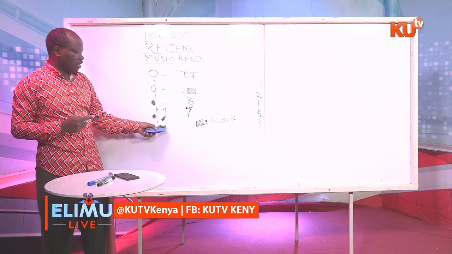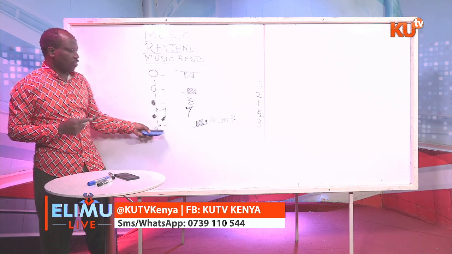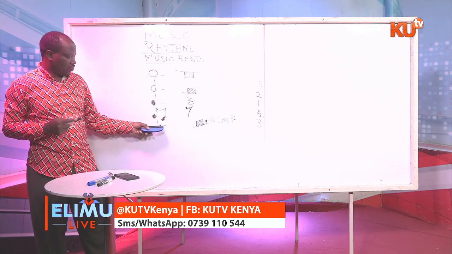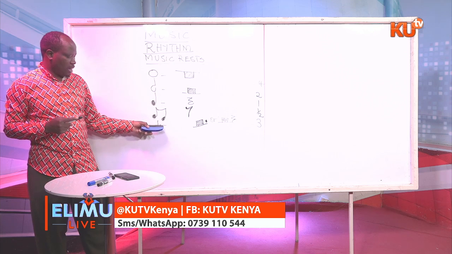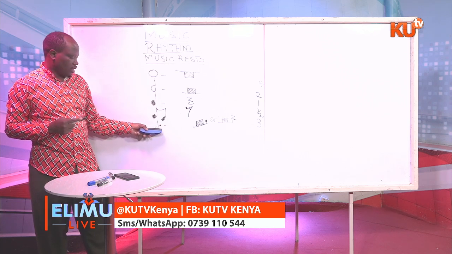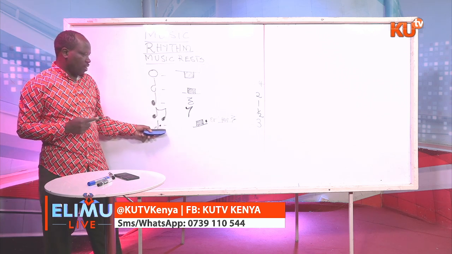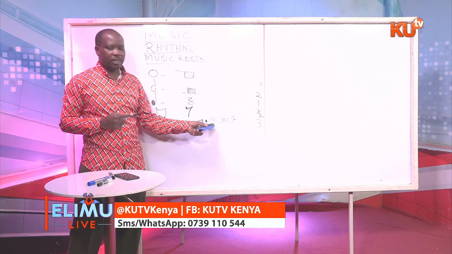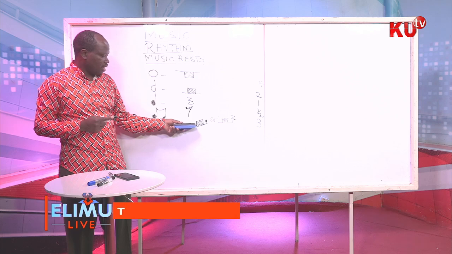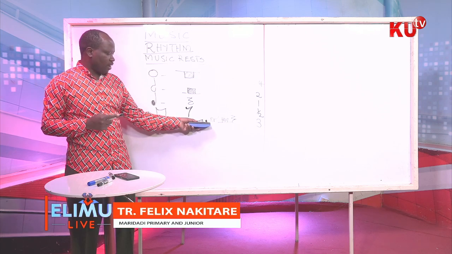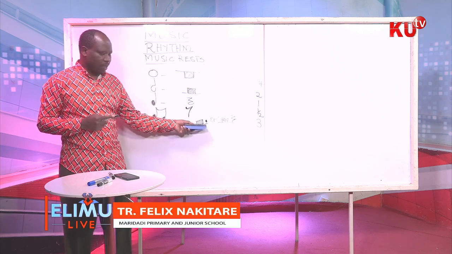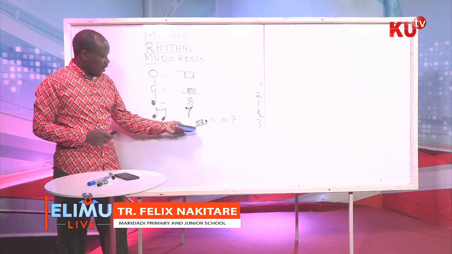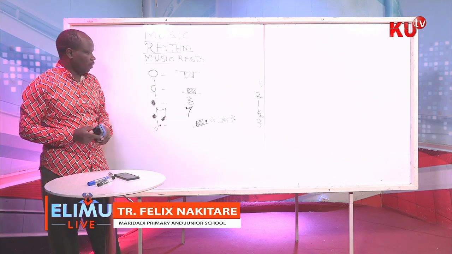Lastly is the dotted minim. Dotted minim is equivalent to 3 beats. So when you are given a dotted minim note, then you clap, you make a beat, or you sing a period equivalent to 3 beats. When you are given a dotted minim rest, then you remain silent for a period equivalent to 3 beats. That is what we have there as our rest for today.